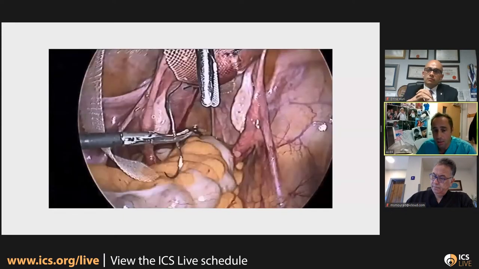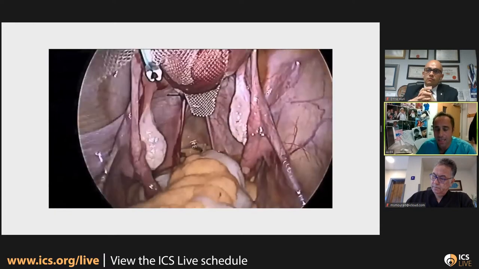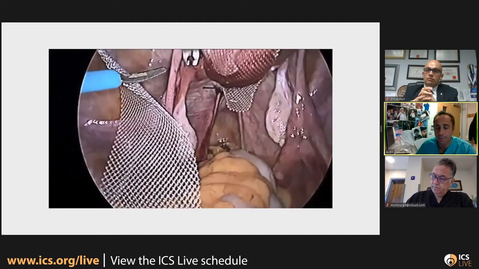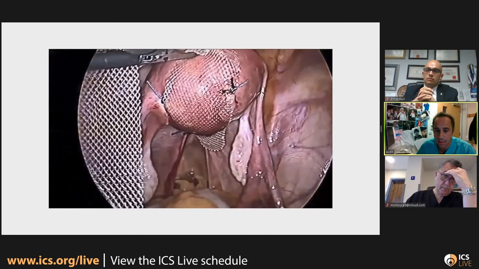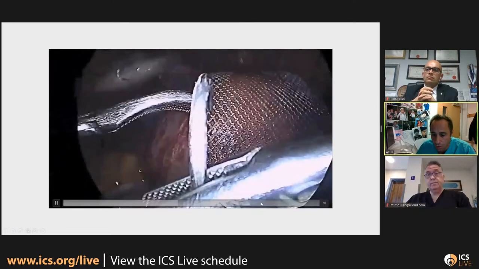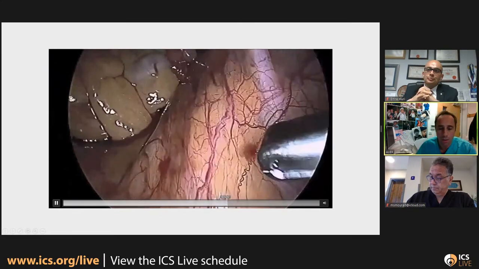I use a J needle, as you can see, because I want to be sure when I put my stitch that I take a full thickness bite. So I want to be sure that this mesh stays on the uterus. As you can see, the mesh is anchored on the uterus. The number of sutures varies. Then I move to the sacral promontory.